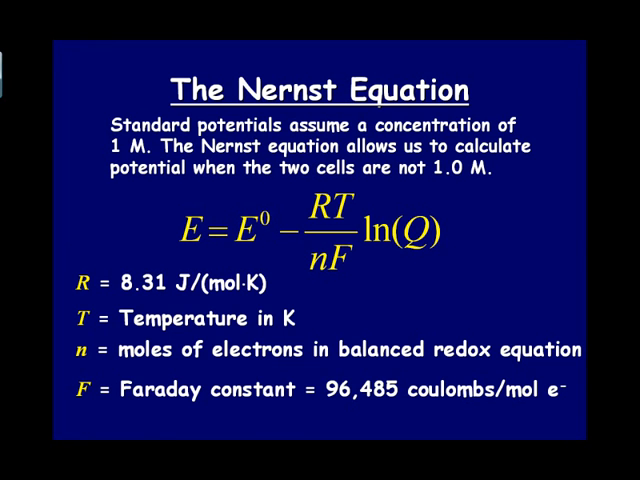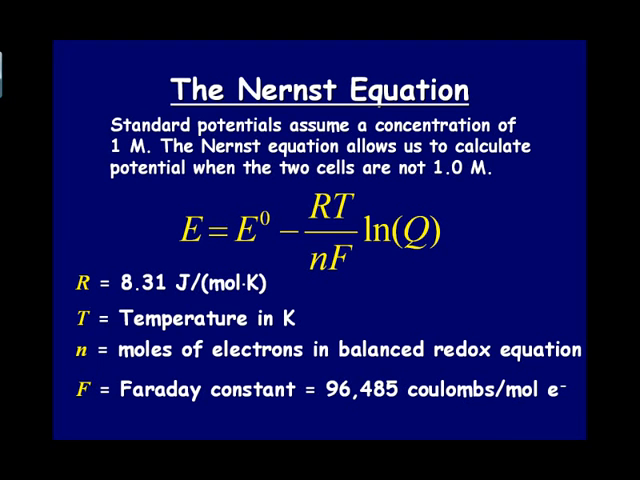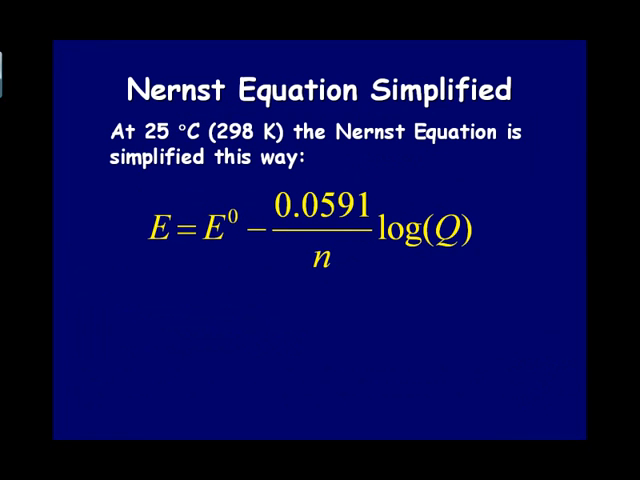And then notice there too in the equation there's a Q. Remember that the Q is products over reactants raised to the power of their coefficients, for a reaction that is not necessarily at equilibrium. Now we can simplify the Nernst equation to make it much easier to use. And here's the simplified version.